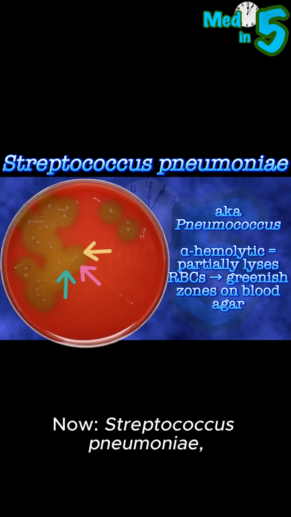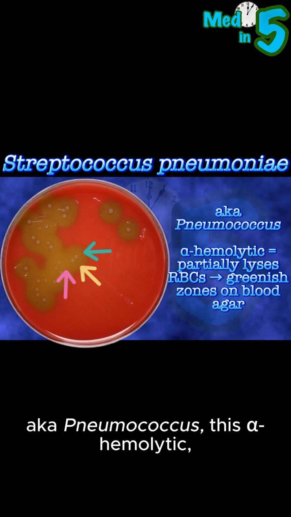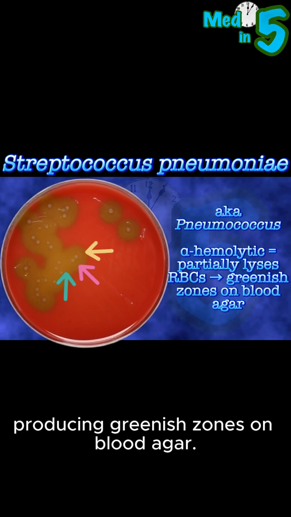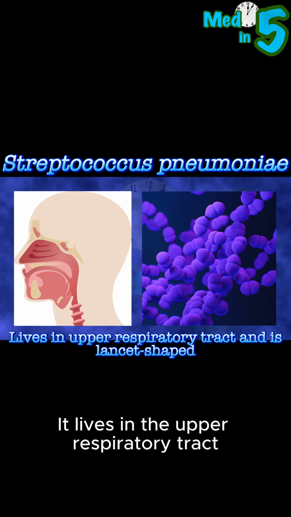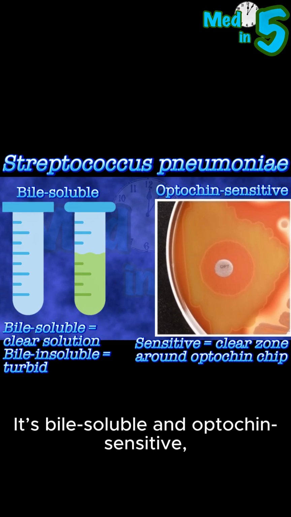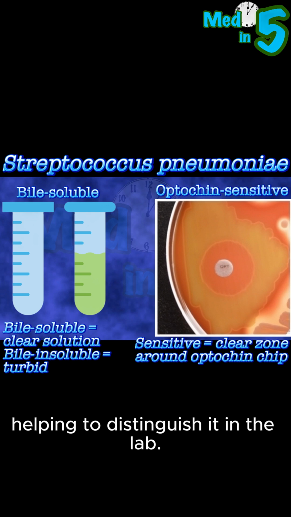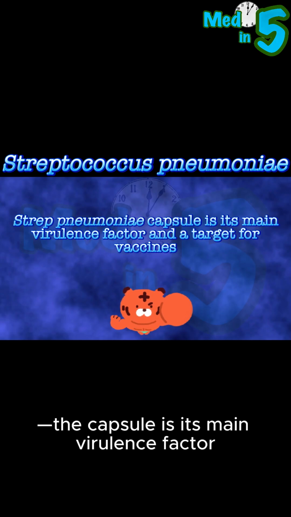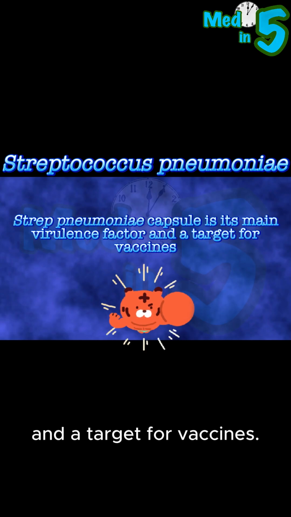Now, Streptococcus pneumoniae, aka pneumococcus. This alpha hemolytic, non-Lancefield group partially lyses red blood cells, producing greenish zones on blood agar. It lives in the upper respiratory tract and has a characteristic lancet shape. It's bile-soluble and optochin-sensitive, helping to distinguish it in the lab. Strep pneumoniae is encapsulated. The capsule is its main virulence factor and a target for vaccines.